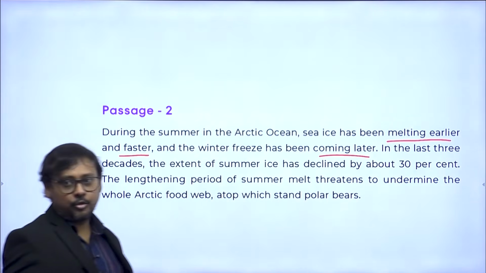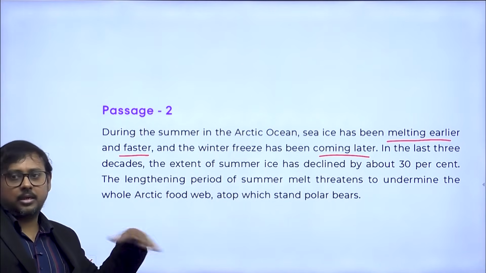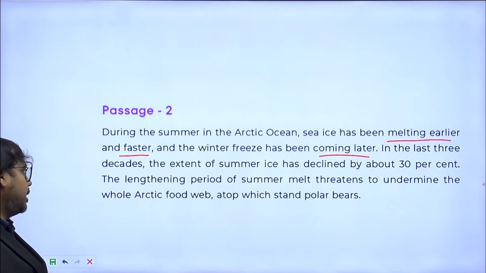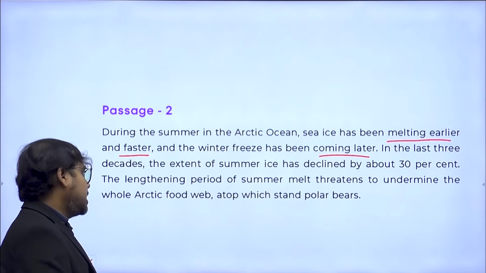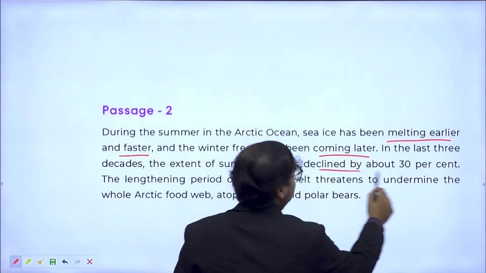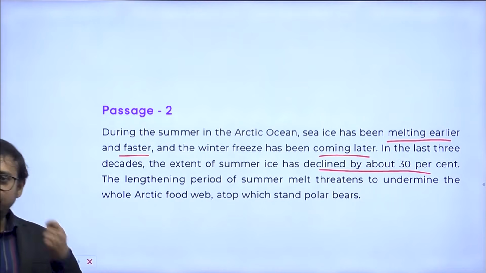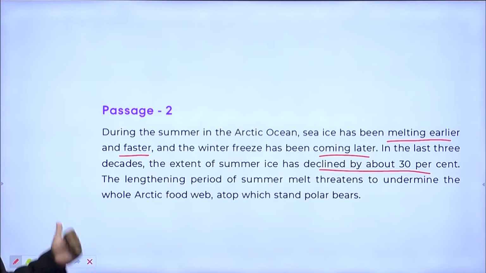From here, can I draw a message? The message is that climate change is wreaking havoc. In the last 3 decades, the extent of summer ice has declined by about 30%. Declined by about 30%. ठीक है, ये वाली. Just imagine, about 30%. So it's using data to communicate.